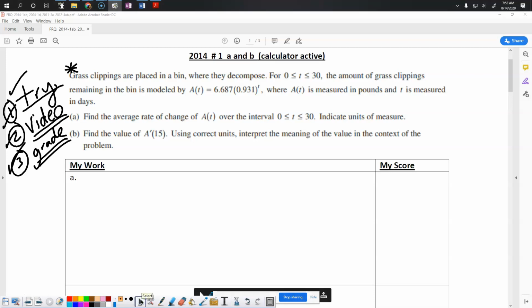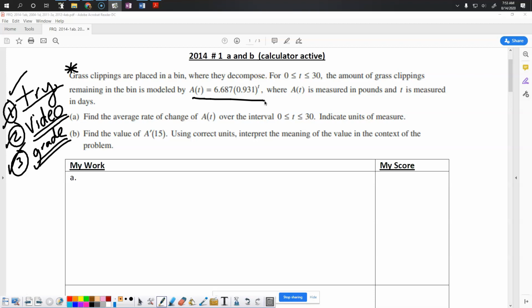Grass clippings are placed in a bin where they decompose. For 0 less than or equal to t less than or equal to 30, the amount of grass clippings remaining in the bin is modeled by this weird-looking equation here, where A of t is measured in pounds and t is measured in days. This is how math people talk. It's very confusing. Sorry, it's just what we do. There's a reason for it.